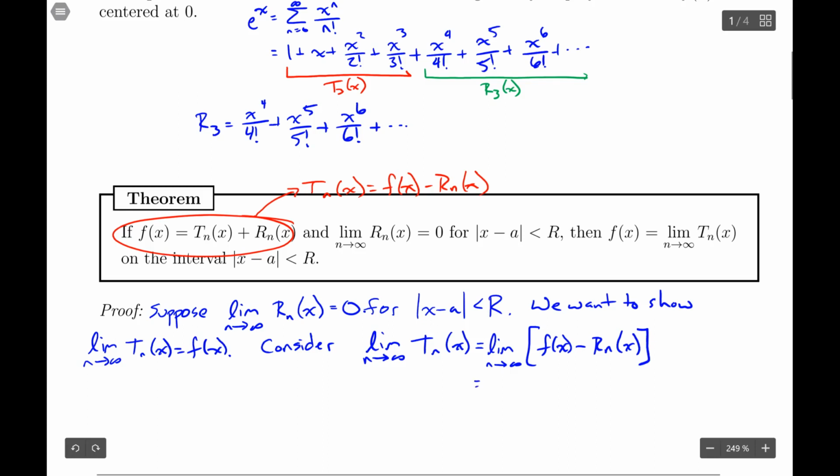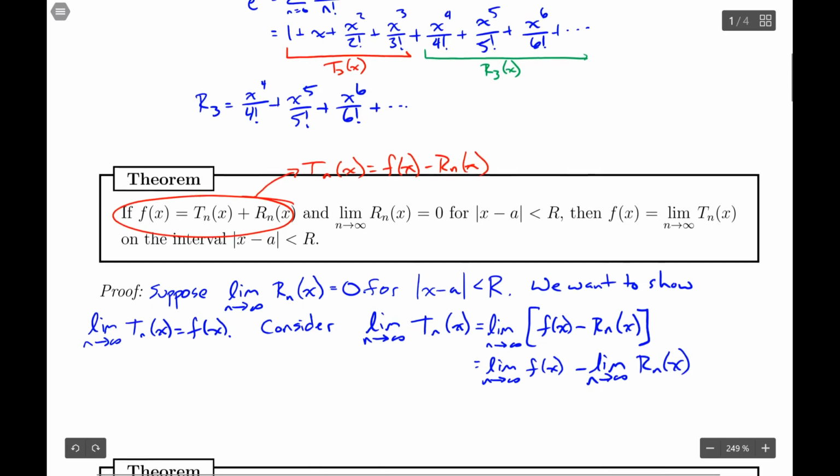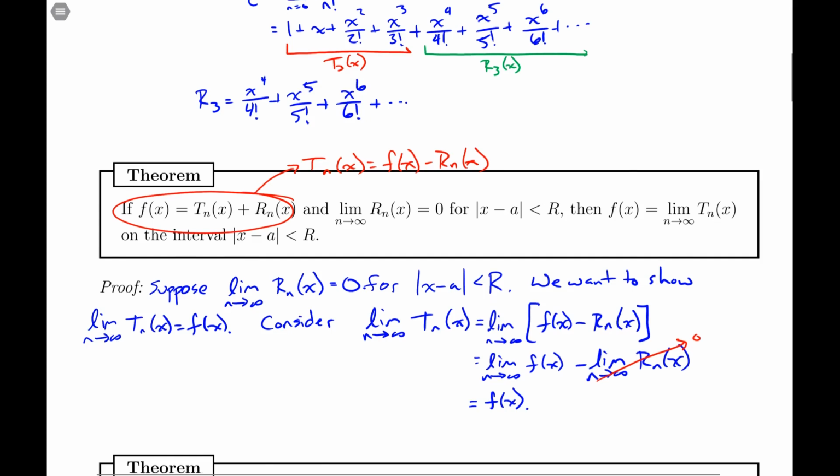Now the limit is distributive over subtraction, so we get the limit as n approaches infinity of f of x minus the limit as n approaches infinity of our remainder. But we know that the limit as n approaches infinity of the remainder is 0. So this part's 0. And we're left with the limit as n approaches infinity of f of x. Well, there's no n's in f of x, so the limit as n approaches infinity of f of x is just f of x. So this proves our theorem.